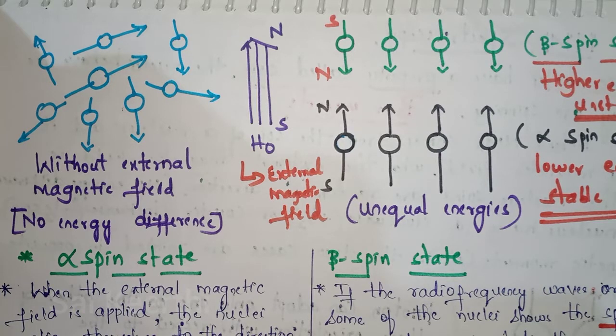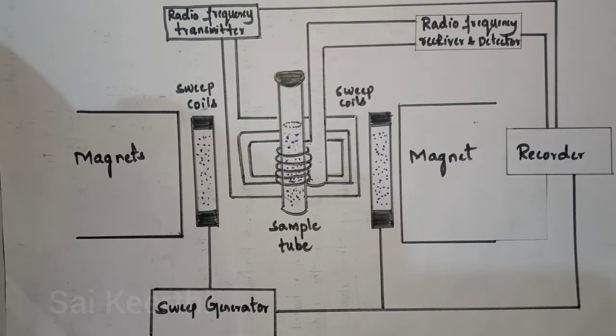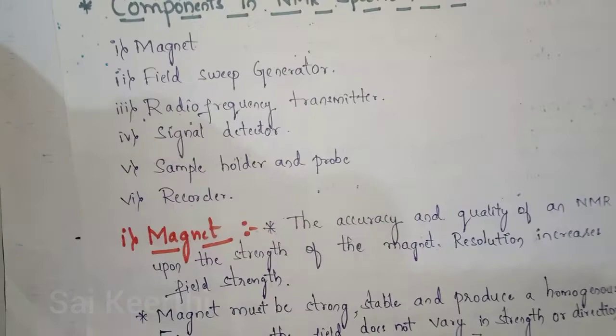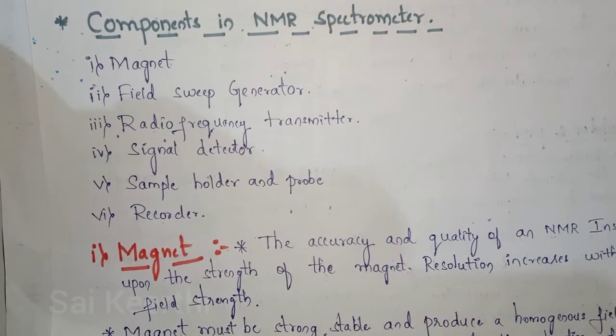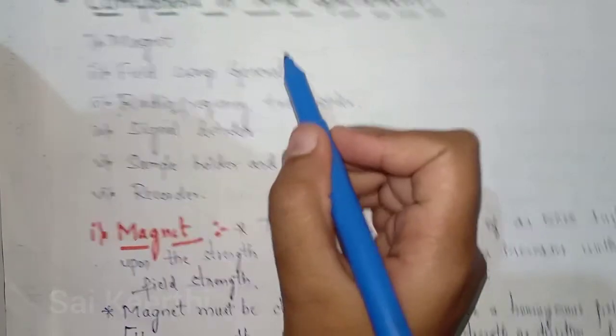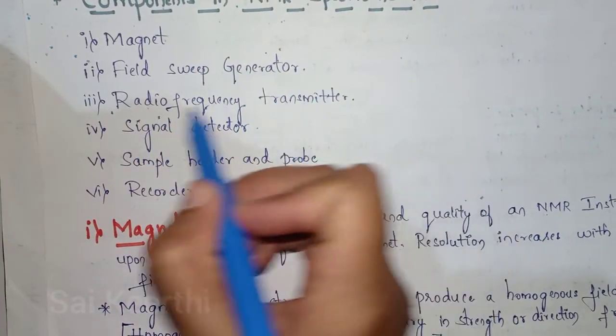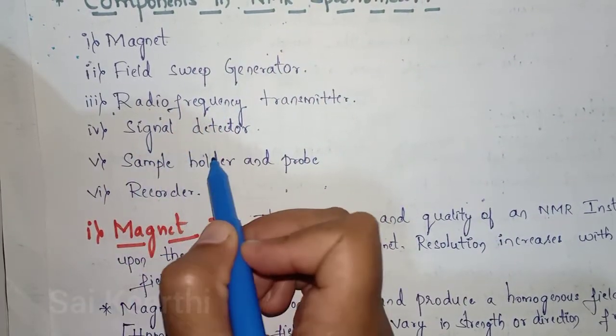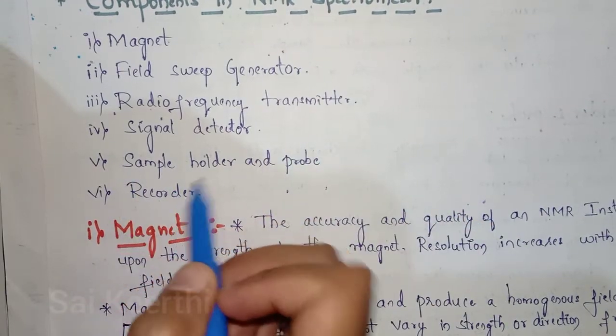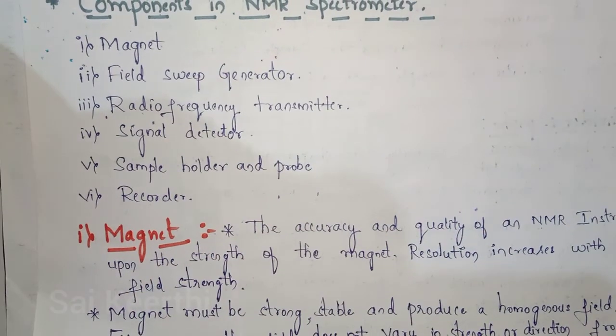Now let us study the NMR instrumentation. Here in this diagram you can see the instrumentation of NMR. Now we will study this instrumentation very clearly. Let us see the components of the NMR spectrometer. It consists of a magnet, field sweep generator, radio frequency transmitter, a signal detector, sample holder, and a probe recorder. These are the components which are required in the NMR spectrometer.